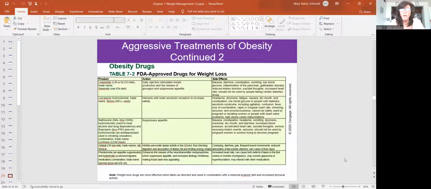This is a table of aggressive types of treatments for obesity. First, we talk about certain injections, medications that people can take, and the list is very long. The one that makes me laugh is the fourth one down, and that's called Orlistat. Trade name is also Xenical.